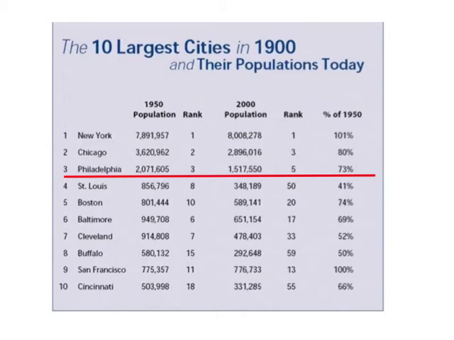Let's see if we can find some information from this chart. Let's look at Philadelphia. We can see here that Philadelphia has a population of 2 million and was the third largest city up here in the year 1950. Then in the year 2000, it had a population of 1.5 million, which was the fifth largest city. And the percent of 1950 is 73, which means that its population in the year 2000 is 73% of what it was in the year 1950.